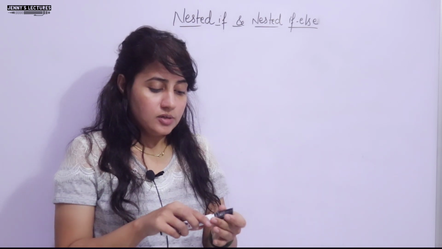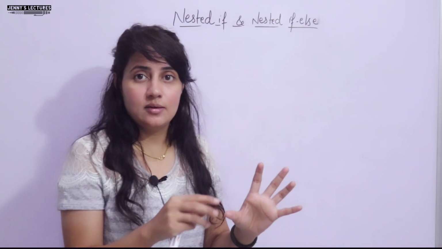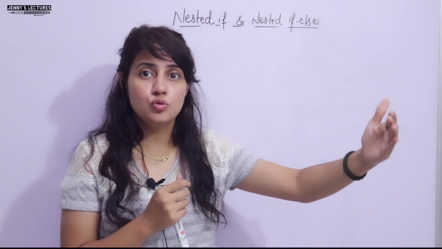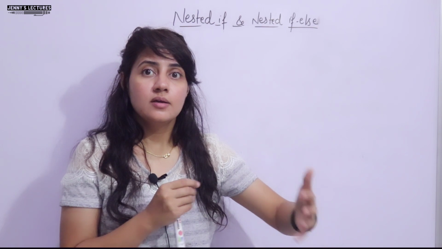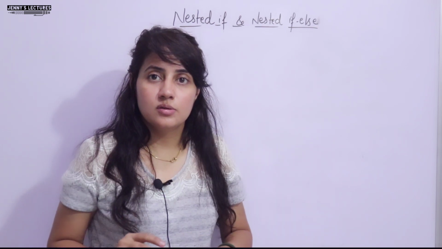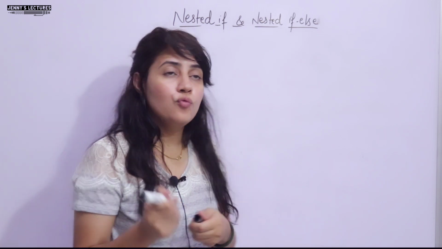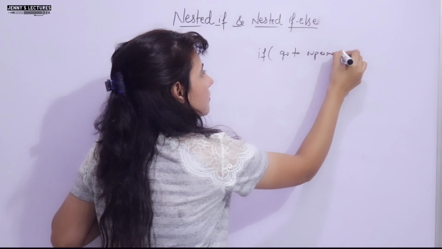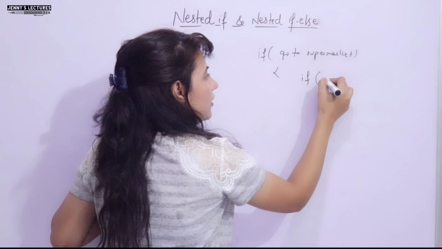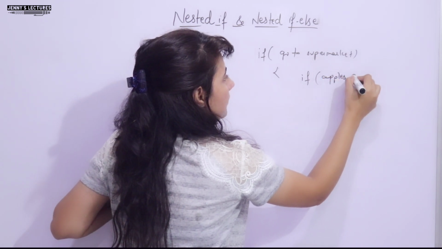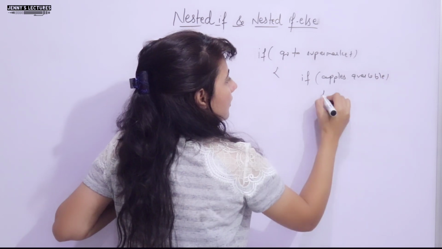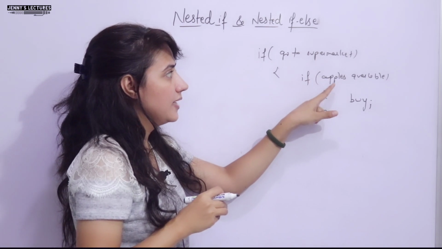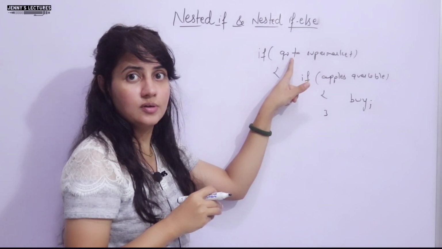Now let's take a scenario. See, your mother says, if you go to supermarket, the first condition is if you go to supermarket, then if oranges are available, then buy oranges. So one condition is if go to supermarket. Then one more if, like if apples are available, then buy. So this if is the inner if, and this is the outer if.